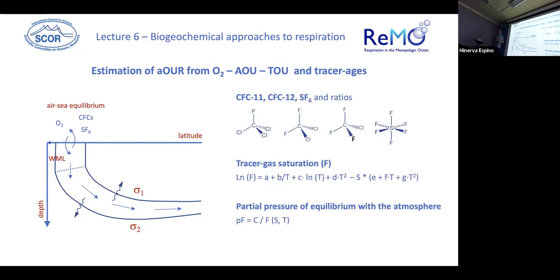How we measure the tracer ages was following CFC11, CFC12, SF6, which are all these gases here that are in equilibrium with the atmosphere at the time of water mass formation. And you also can calculate the saturation with an equation similar to the one for oxygen, which is the one here. And then you can estimate from the concentration that you find in the water column and this trace gas saturation, what is the partial pressure of equilibrium with the atmosphere at the time when this water mass was formed.